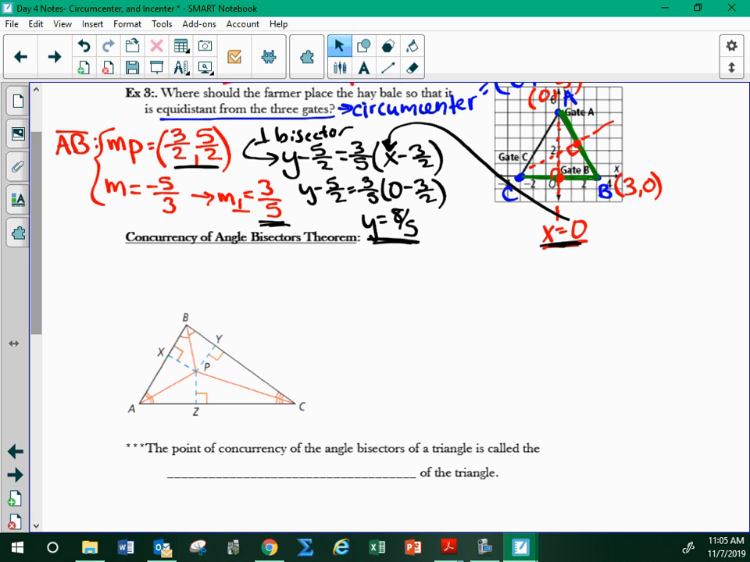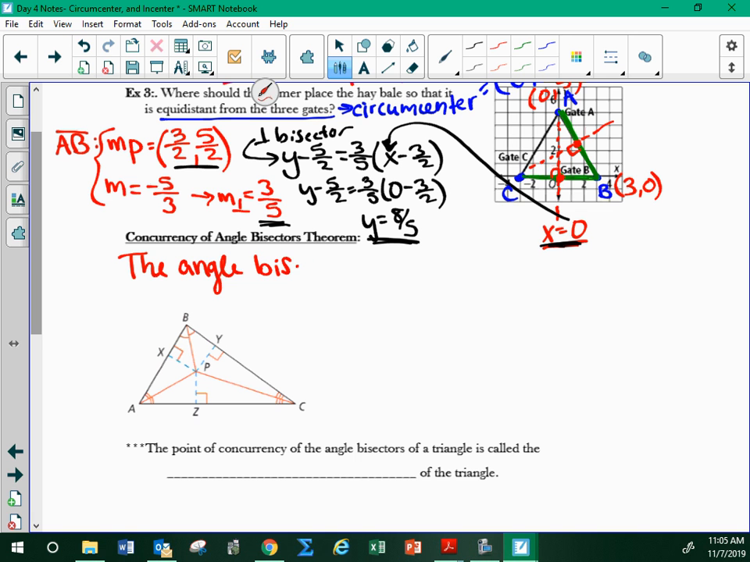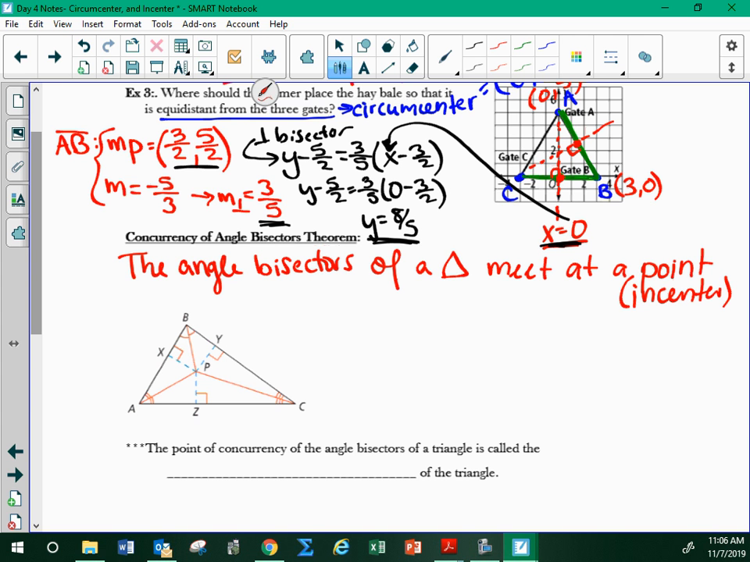Okay, so let's go and write out our concurrency of angle bisectors theorem. It's going to sound pretty familiar. The angle bisectors of a triangle meet at a point. What's that point called again? Incenter.